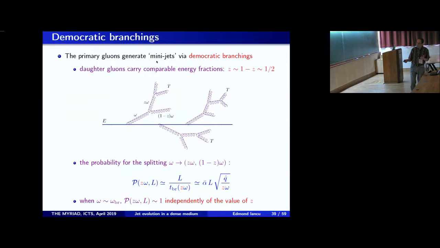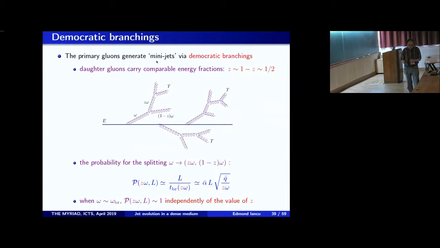The situation omega itself is such that even independently of that, this probability is of order one. So the probability of order one, whatever Z is, then we don't need soft enhancement to have a probability of order one. This law for radiation doesn't care about that. And then the integration over Z would just single out any value of Z. So in that sense, any value of Z is equally probable, and there is no dominance of small values of Z. So there is no bias towards asymmetric splitting. And then it's automatically democratic splitting.